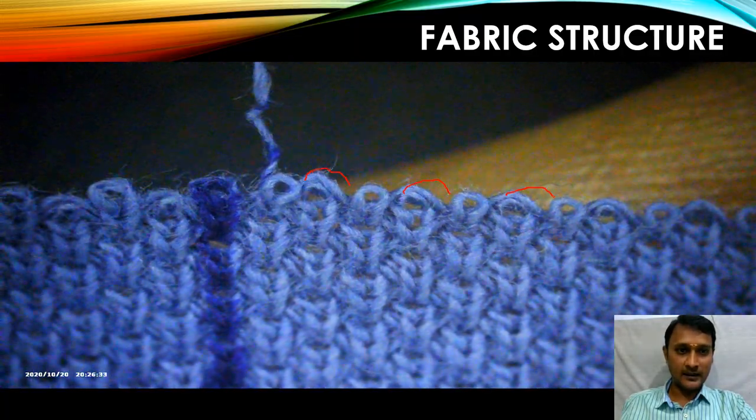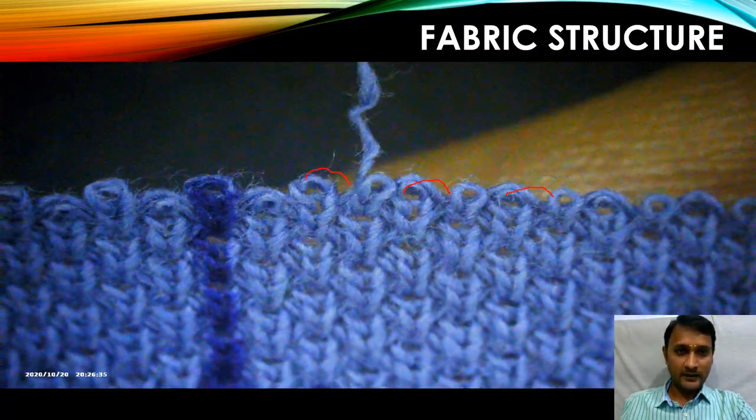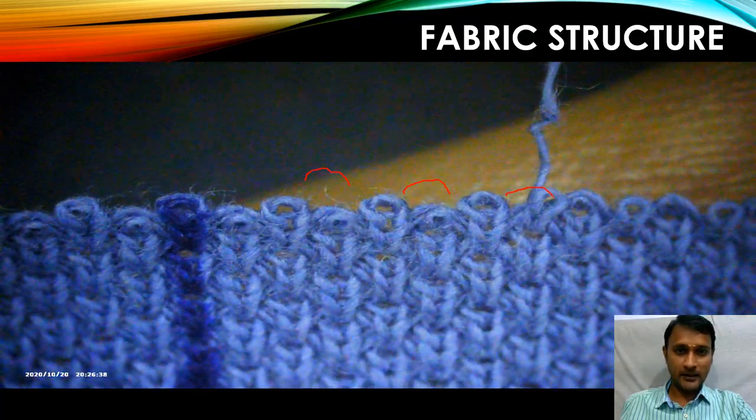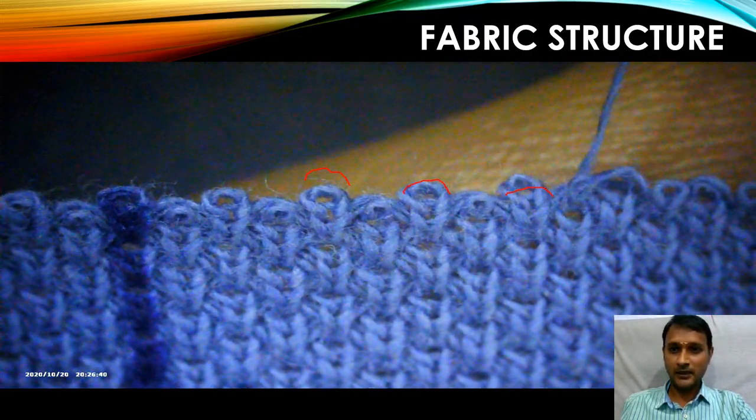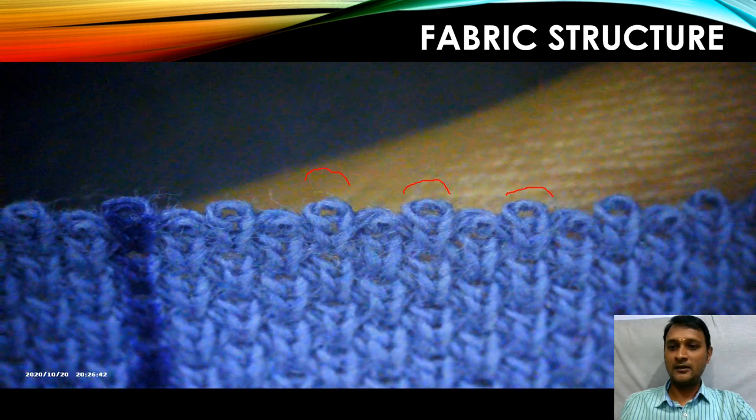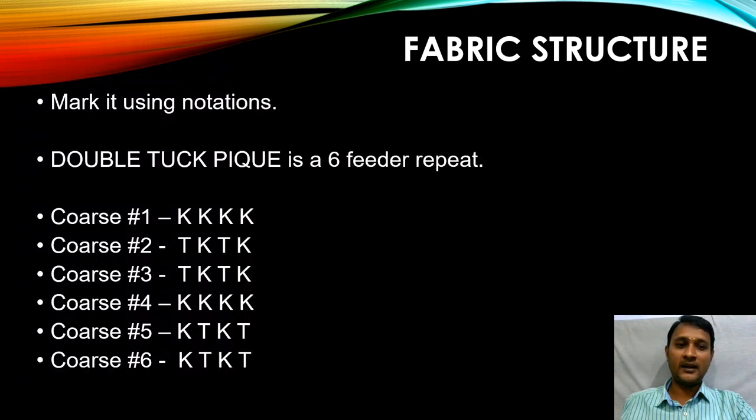After this vertical line, we are finding tuck, knit, followed by tuck, knit, followed by tuck, knit, followed by tuck, knit, followed by tuck. So let's notify the course number 5 and 6 as similar, knit, tuck. Actually, double tuck PQ is a 6 feeder repeat. So I have limited my structure analysis to 6 feeders. So when you are analyzing for the first time, please unravel more number of courses to get the definite repeat.